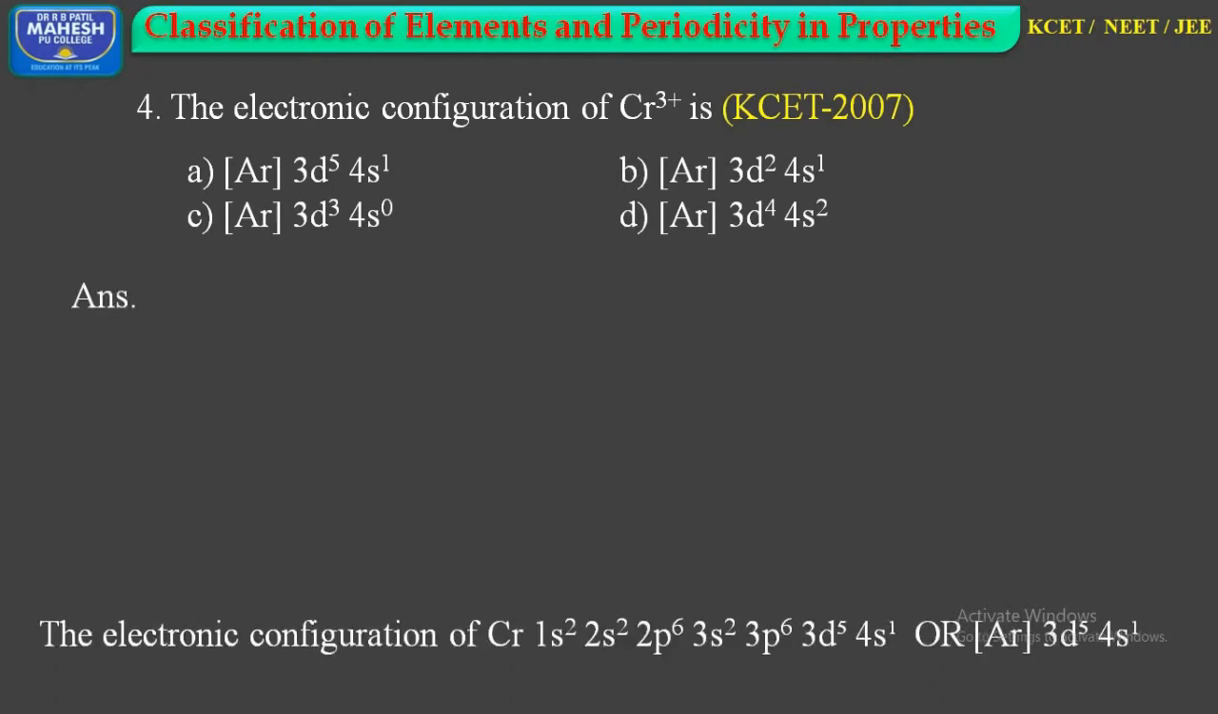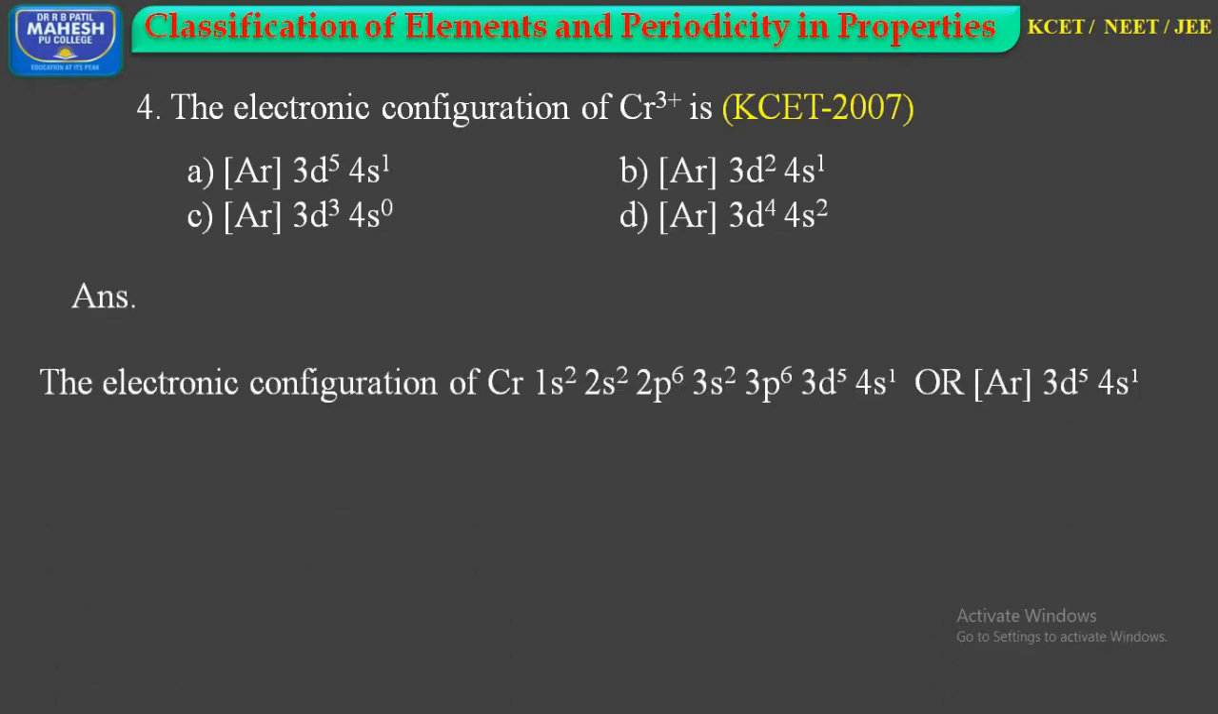Students, chromium atomic number is 24. We can write the electronic configuration of chromium as 1s2 2s2 2p6 3s2 3p6 3d5 4s1, or by using the inert gas argon, we can represent the innermost 18 electrons as argon followed by 3d5 4s1, the outer electronic configuration.